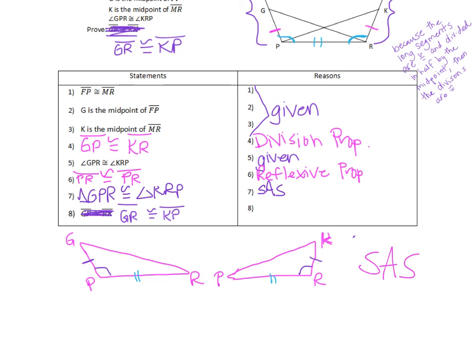And then our last step, step 8, is what we were trying to prove, that these two sides are congruent, that GR is congruent to KP, and we're able to say that those are congruent now because of CPCTC. Once your two triangles are proved as congruent, then you can follow that up with any corresponding part being congruent. Sorry for that kind of long proof, but hopefully we're okay with it.